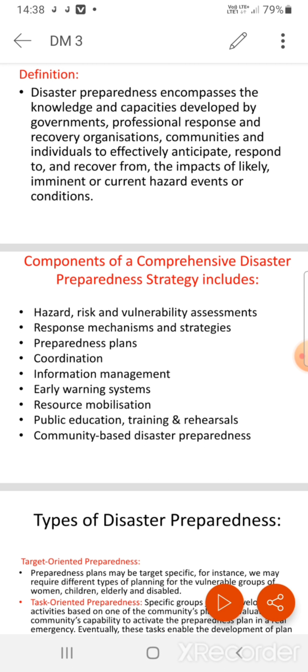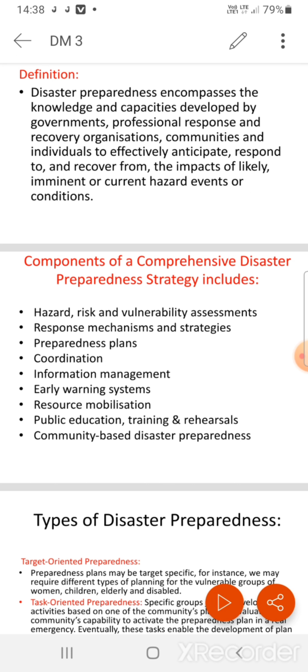So it's a kind of strategy, it's a kind of preparedness, it's a kind of onlook where they are most alert against each and every move of the enemy. Similarly, the disaster, the event or the natural event is monitored thoroughly, and there are a lot of components of a comprehensive disaster preparedness strategy.